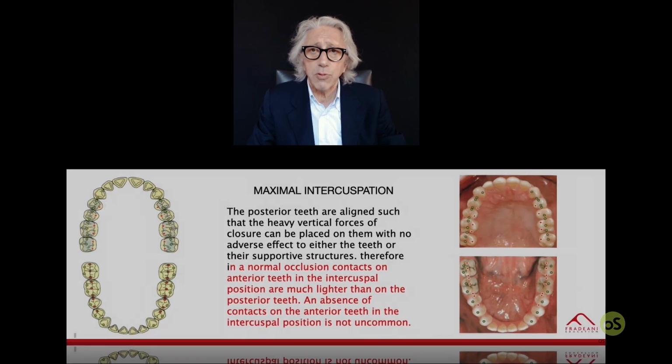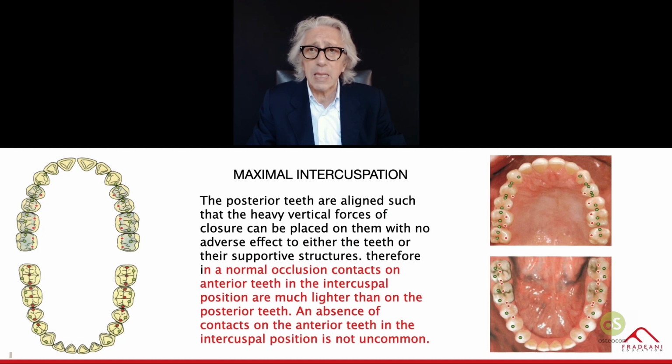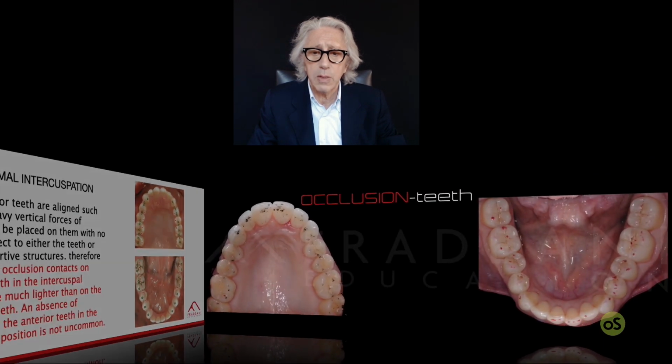So let me start to define one important step, that is the maximal intercuspation. That is also called acquired position or habitual position. It means that we have the posterior teeth that are aligned in such a way that vertical forces are, of course, placed on them with no adverse effect. In normal occlusion, we normally have a light contact on anteriors, but sometimes we have also the lack of contact on the anterior area. But mainly, we try to have a light contact on anteriors if we could.